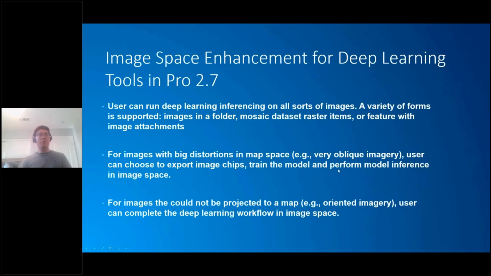Also, for images that are not projected onto a map or cannot be projected onto a map, the user can also complete the deep learning workflow within image space as well. So that's all coming in Pro 2.7.